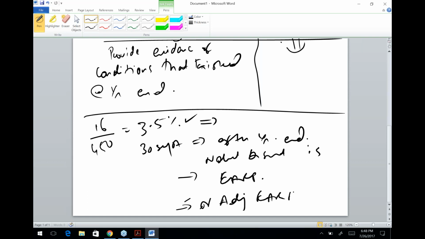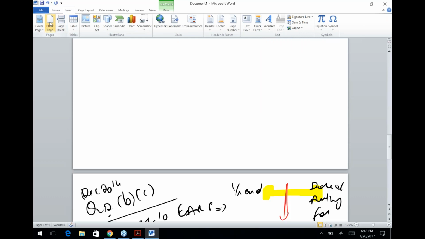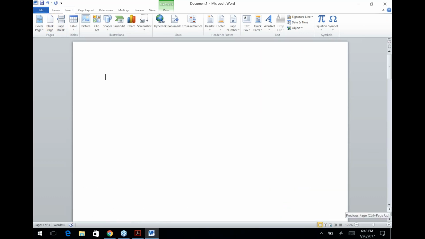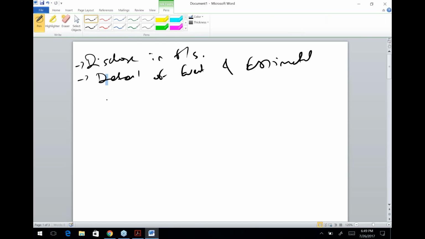Why is it a non-adjusting event after the reporting period? The reason behind that is that it provides evidence of a condition that arose after year end. So it should be disclosed in the financial statements. And what should we disclose? We should disclose the details of the event and the estimated financial impact.